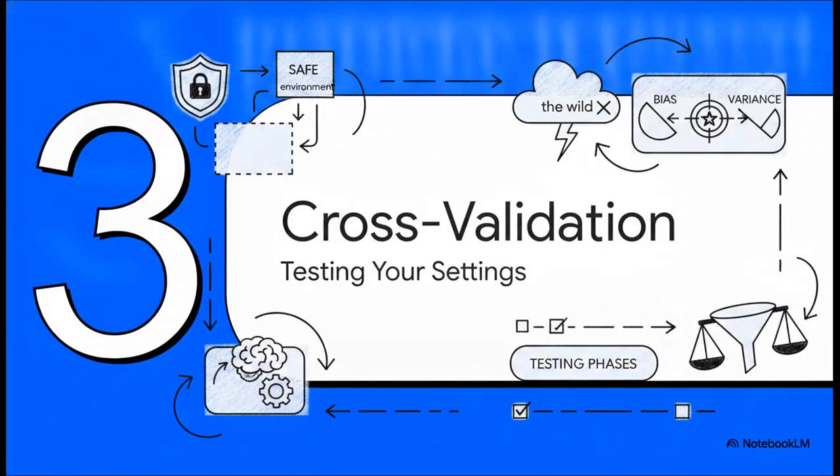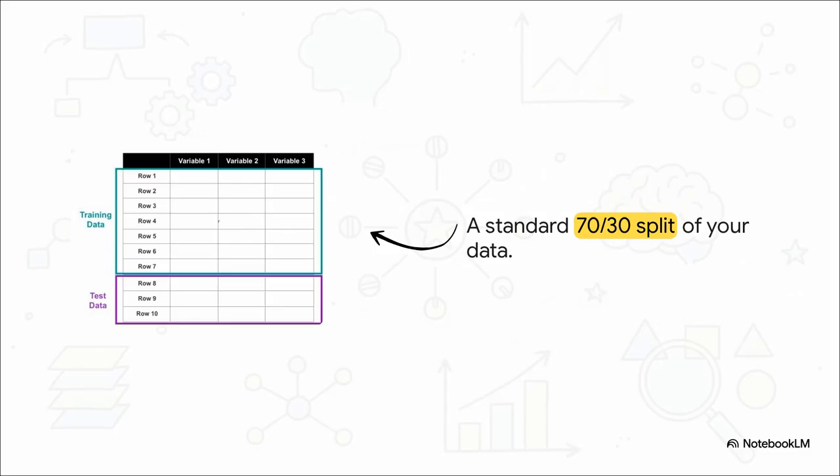Moving right along to section 3, testing and cross-validation. To solve this bias-variance trade-off and actually find that perfect sweet spot, we need a safe, controlled environment to test our settings before we just deploy our model into the wild. We always start by taking our dataset, randomizing the rows to remove any sequential bias, and splitting it up. A super common approach is a 70-30 or 80-20 split. So we train the model on the 70% and we strictly hide that remaining 30%. This hidden test data acts as our final exam to verify if the model actually learned the core patterns or if it just overfit and memorized the training set.